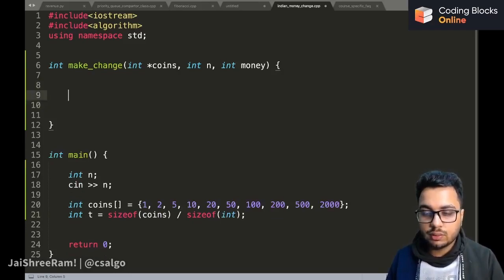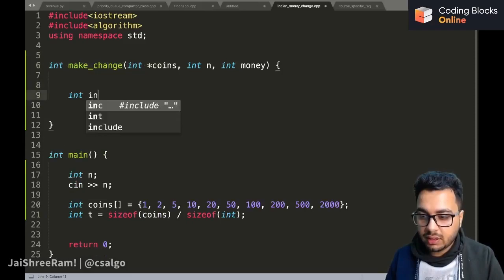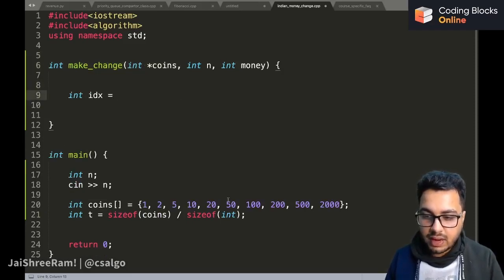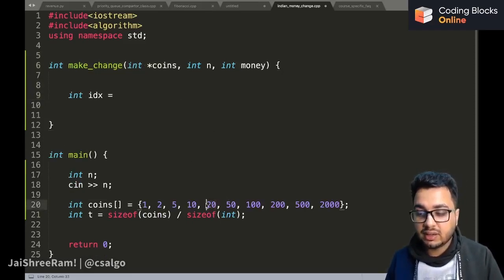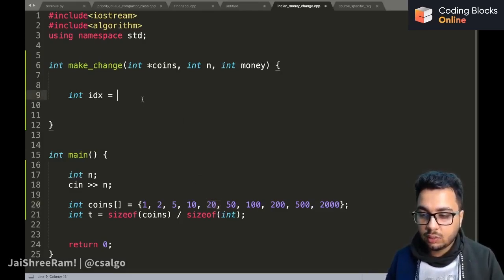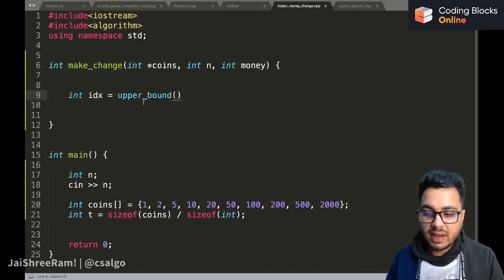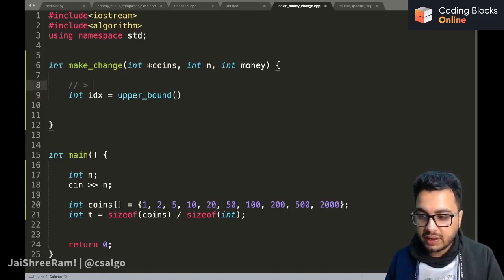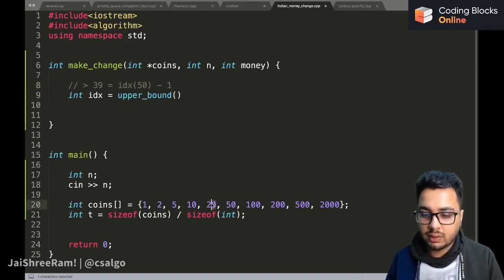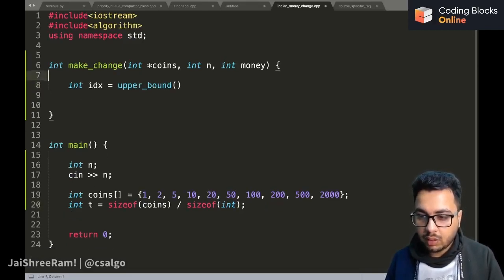For that we can use binary search, and we are given this coins array. So I can say, okay, the index of the largest number that is less than 39 is, let's say, 20. I will use the upper bound function because it will give me a number that is greater than 39, that is 50. If I get the index of 50 and subtract 1, I will get the index of 20. So we can use upper bound on the coins array.